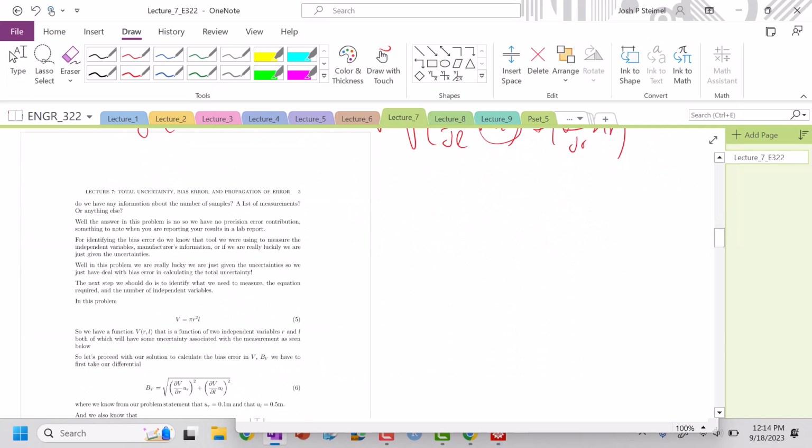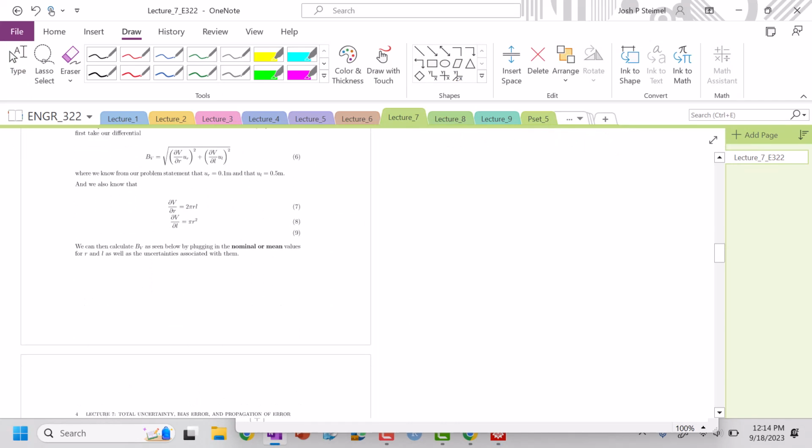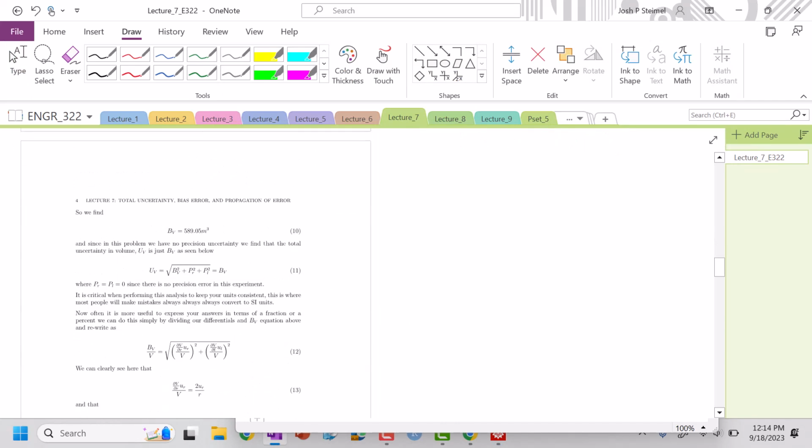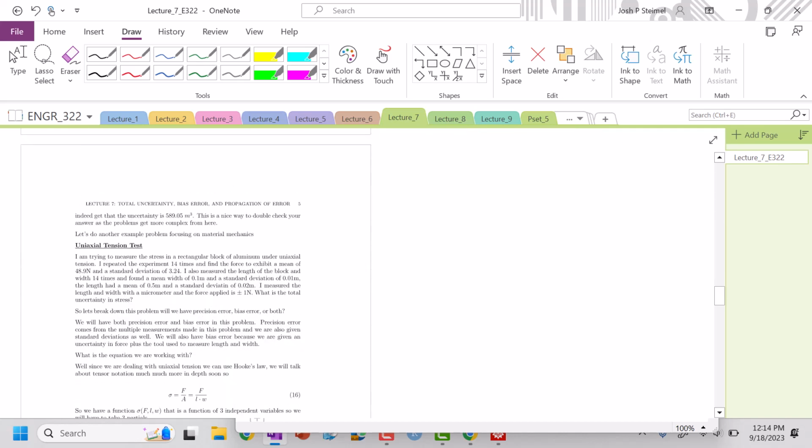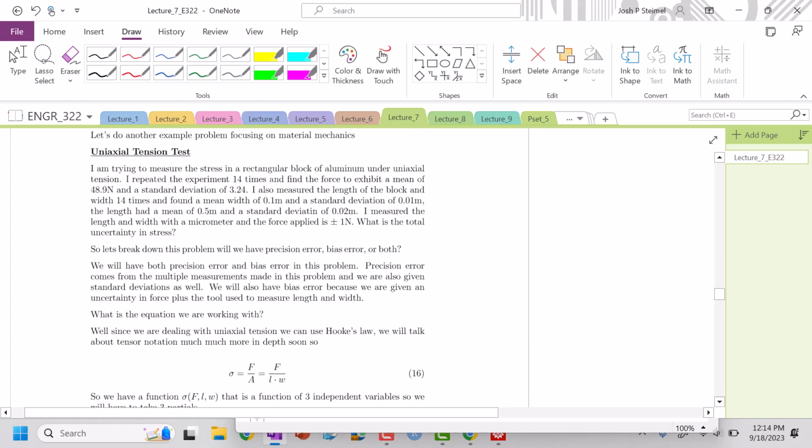All right. And you can see that's basically the way that we go through it in our notes. And you can see all those good things. All right, so let's move on to our next example, uniaxial tension.